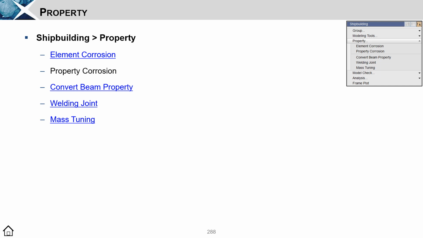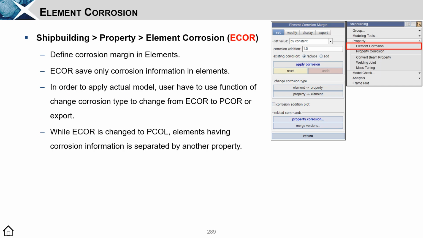This section is the Property Tool for the shipbuilding industry. We will study the function of element corrosion, converting beam property, and mass tuning. The user can store corrosion data in the selected element. Element corrosion saves only corrosion information in elements.